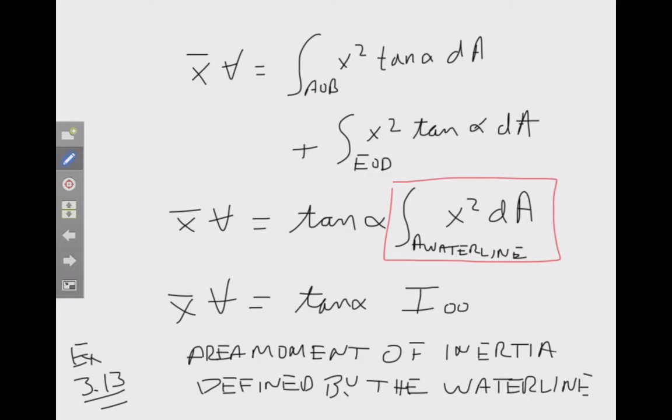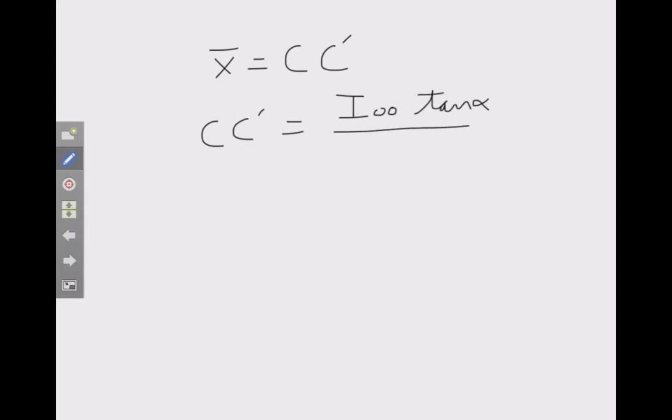So now the only remaining thing that we need to do is use some trigonometry. I'll remind you that x bar is equal to CC prime. So we can rewrite that equation as CC prime equals the area moment of inertia times tan alpha divided by the total displaced volume. This was just the equation that we derived using the moment of inertia.